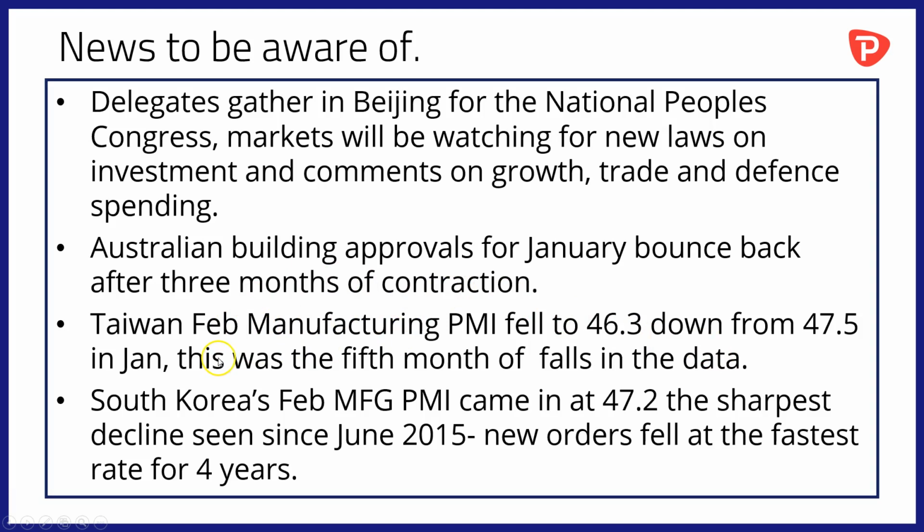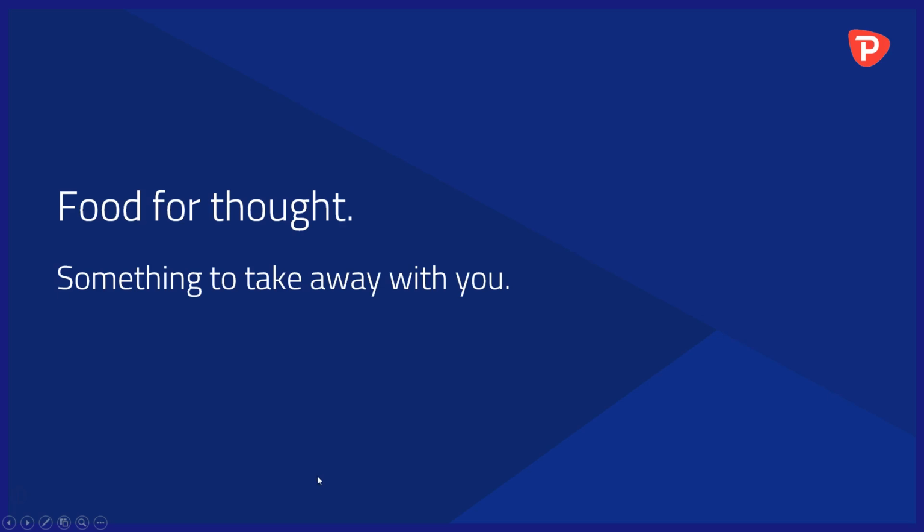That wasn't the only disappointing data point out of Asia this morning. South Korea's Feb manufacturing PMI came in at 47.2. This was the sharpest decline seen since July 2015, and perhaps more concerning, the new orders component in that data fell at the fastest rate for 4 years. So it's not just China that's under the cosh of a potential slowdown, it's actually materialising here in Taiwan and South Korean manufacturing.